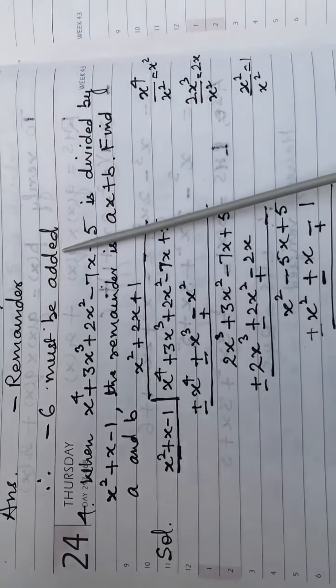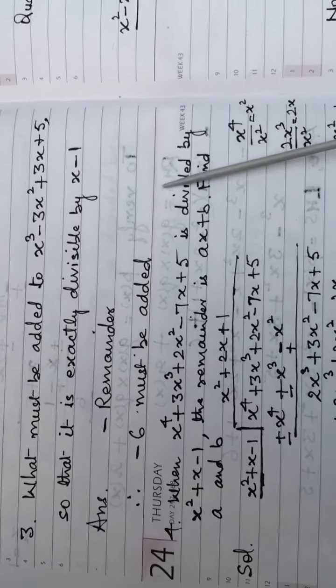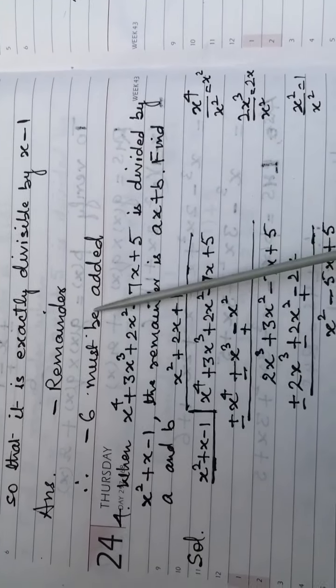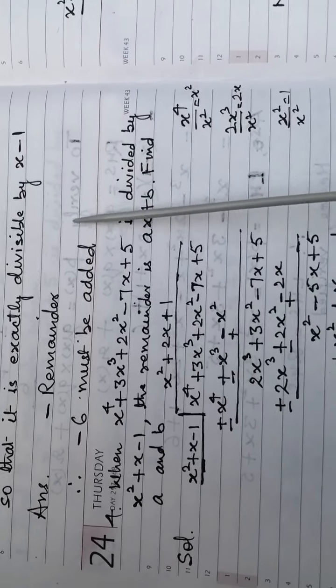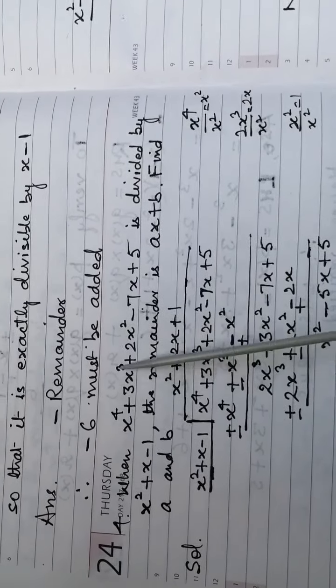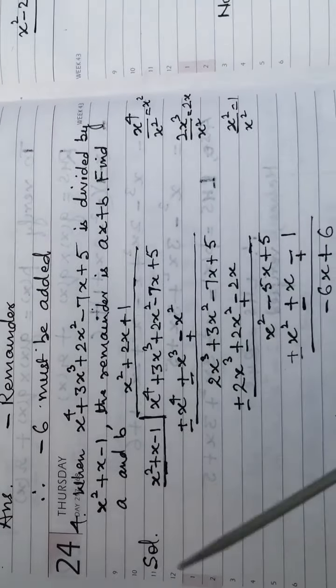I hope you are understanding. So suppose the remainder was say x minus 1 or say 2x minus 1, then you will write minus within brackets 2x minus 1 must be added. I come to next type.